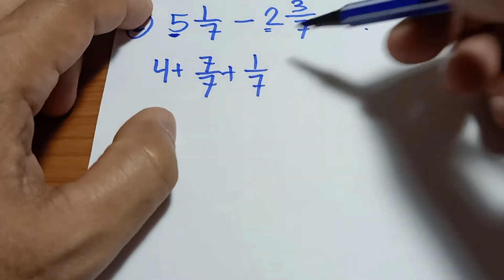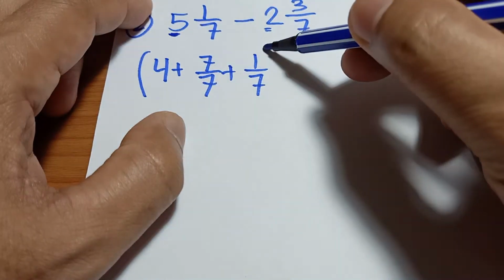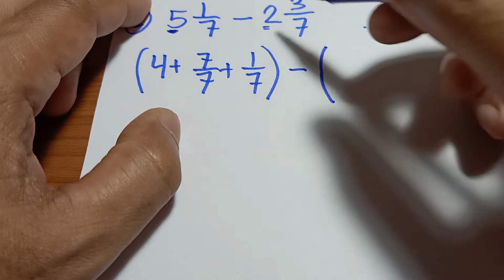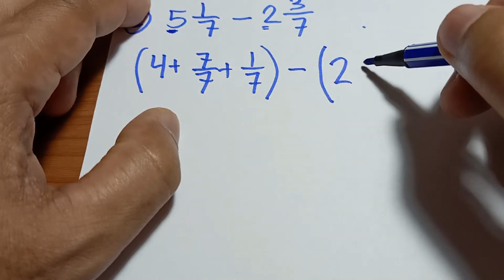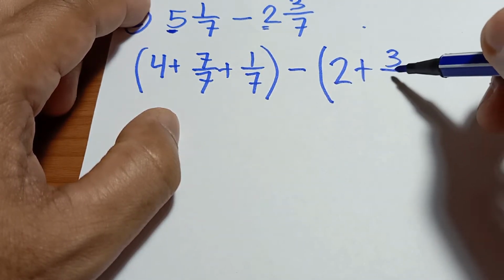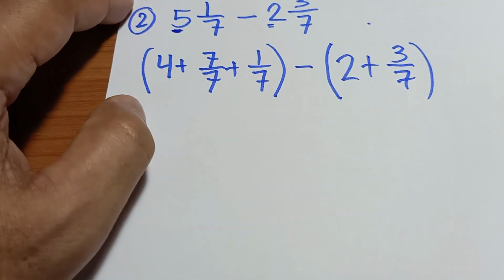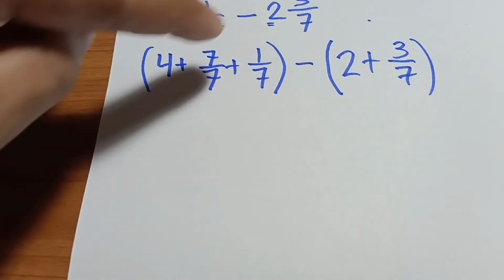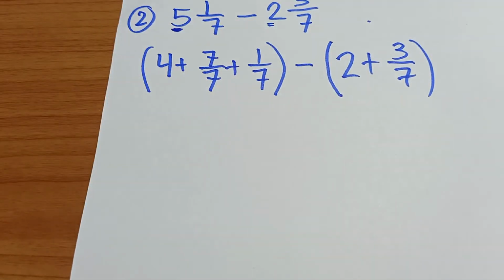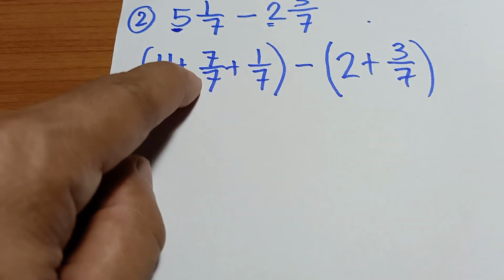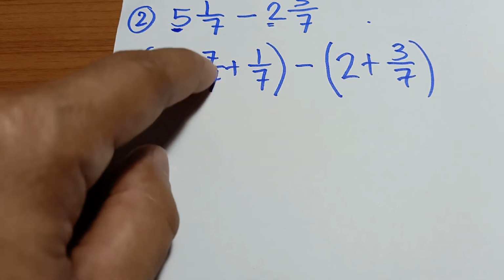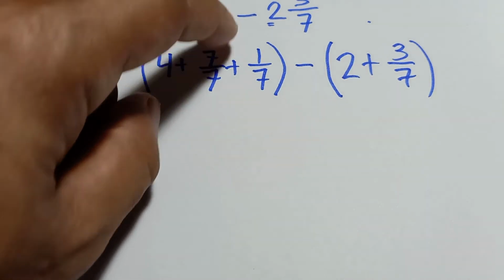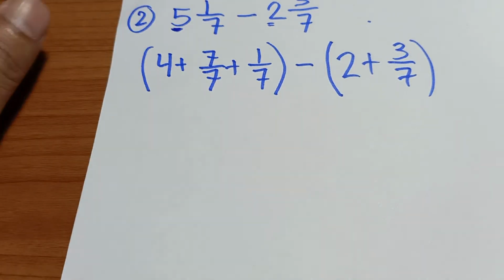So I group them into 2, then minus 2 plus 3 over 7. Don't worry, they are still the same. When you add 2 plus 3 over 7, this is 2 and 3 over 7. While this one, 4 plus 7 over 7, 7 over 7 is 1, plus 4 is 5, plus 1 over 7 is 5 and 1 over 7. So I just rewrite them.